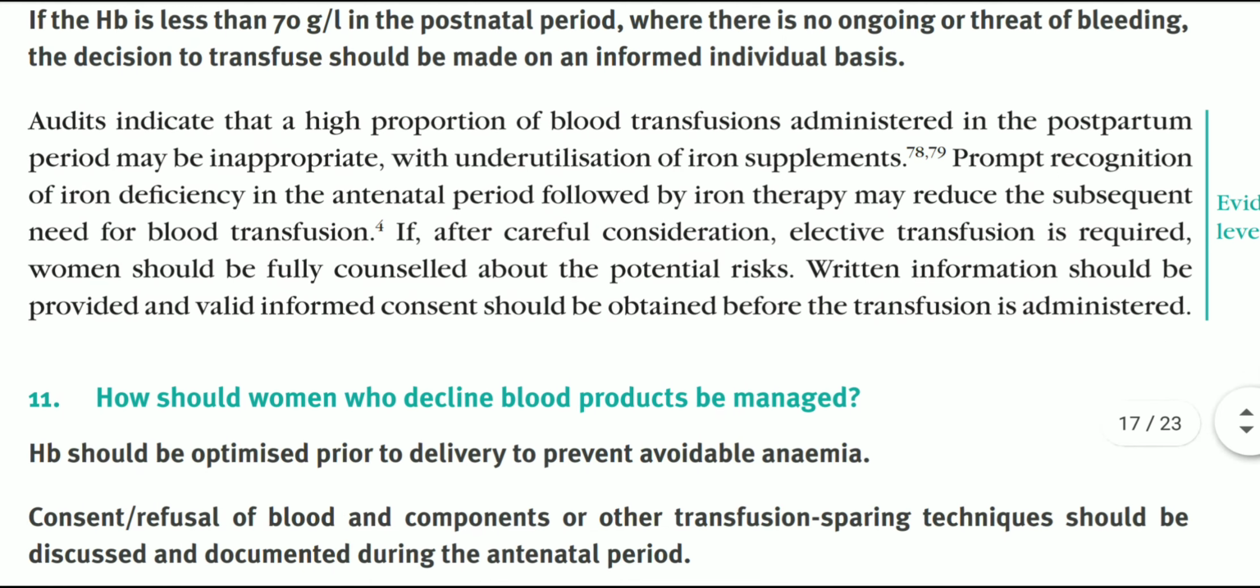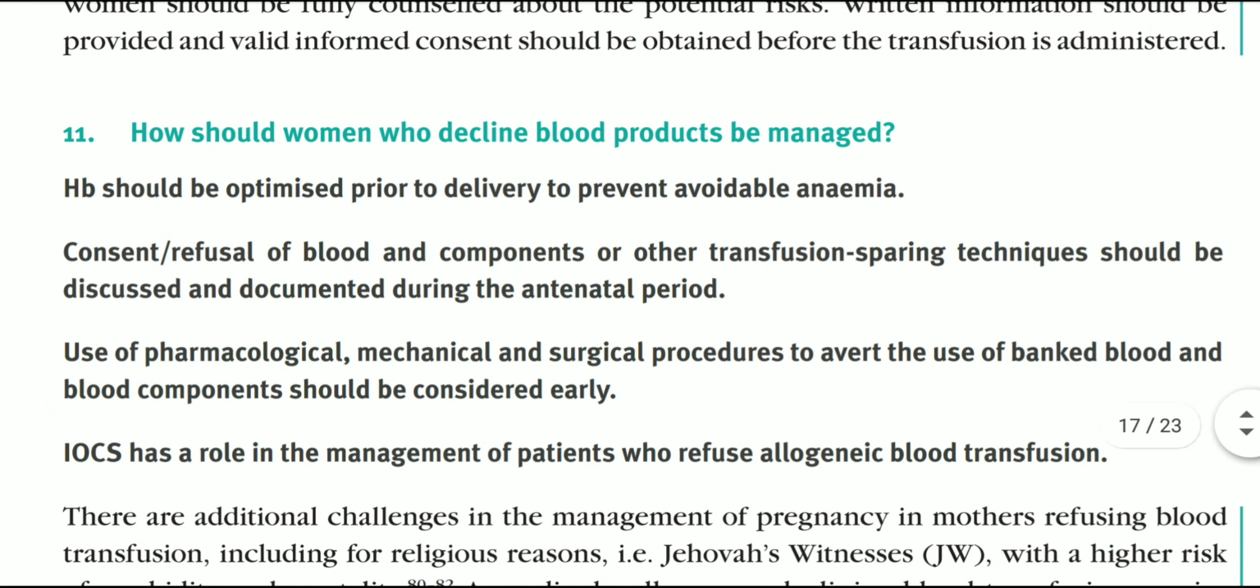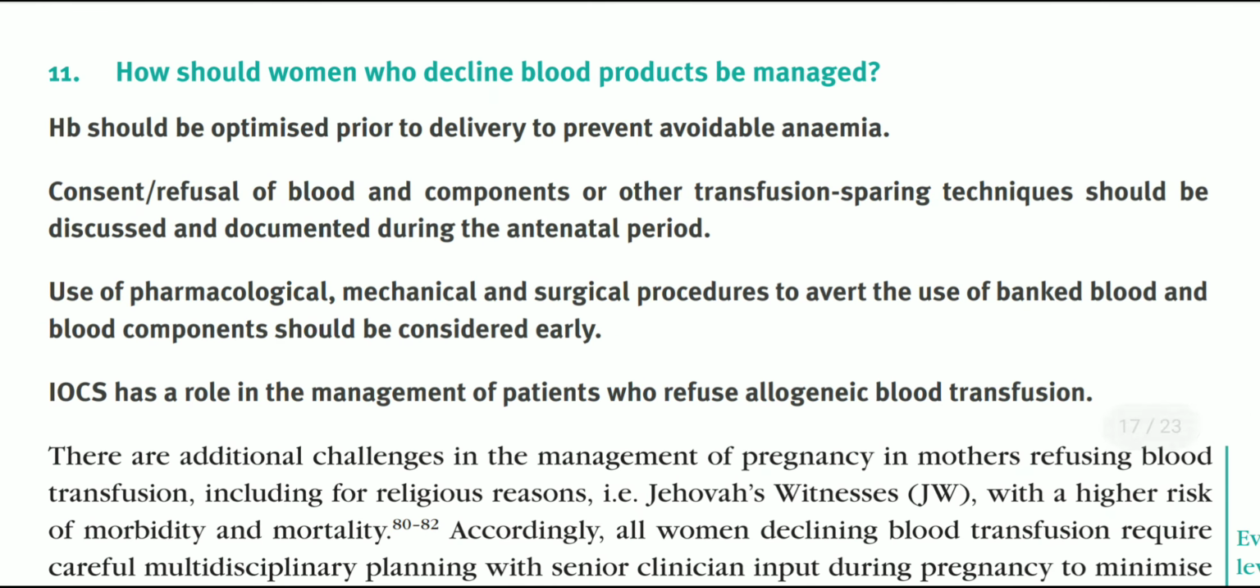How should women who decline blood transfusion be managed? Hb should be optimized prior to delivery to prevent avoidable anemia, and refusal of blood and components and other transfusion sparing techniques should be discussed and documented during the antenatal period. Use of pharmacological, mechanical, and surgical procedures to avert the use of bank blood and blood components should be considered early. Now, intraoperative cell salvage has a role in the management of patients who refuse allogenic blood transfusion.